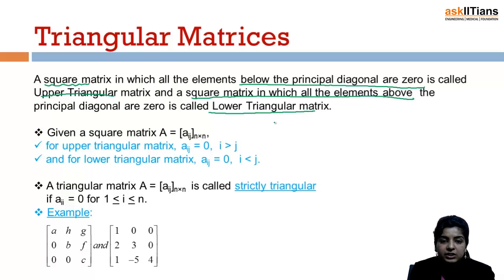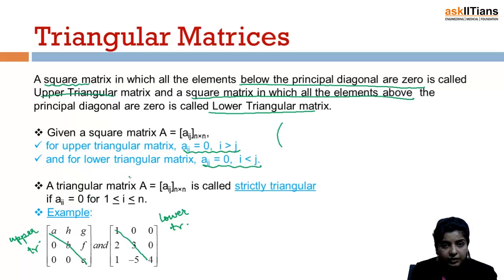So if we have a matrix in which all the elements below the principal diagonal are 0, let me take an example. This is a matrix, this is the principal diagonal, all the elements below are zeros. So this is termed as upper triangular matrix. And similarly for lower triangular, we have all the elements above the principal diagonal are 0. This is termed as lower triangular matrix. Mathematically, we can say for upper triangular, Aij is 0 whenever i is greater than j, while for lower triangular, Aij is 0 whenever i is less than j.